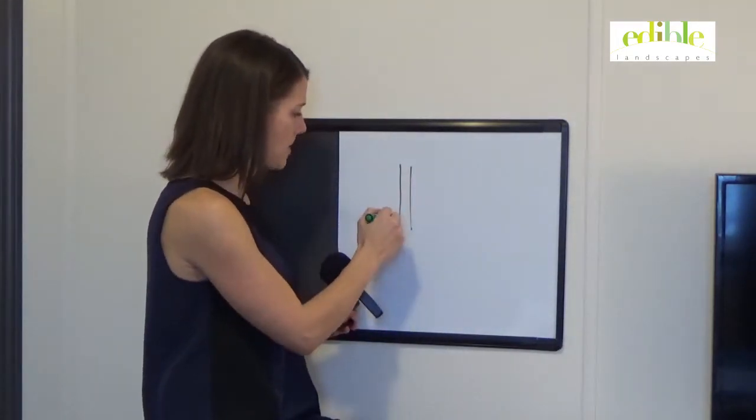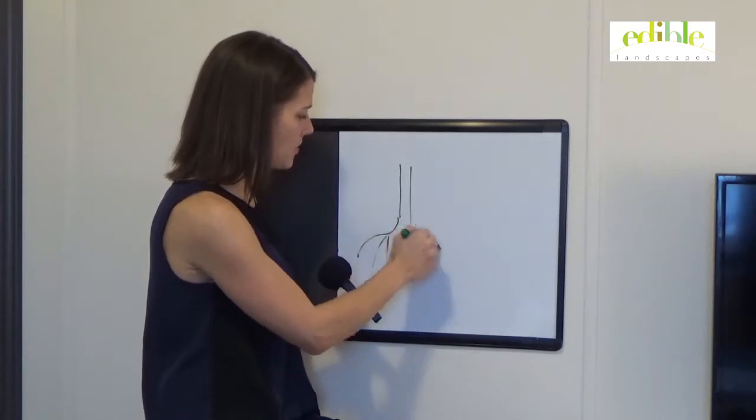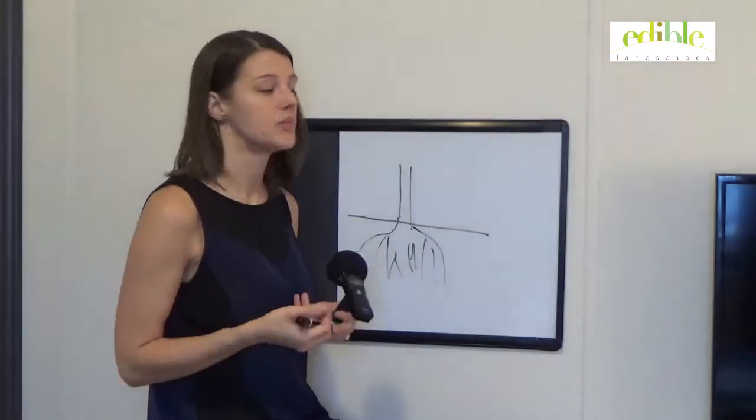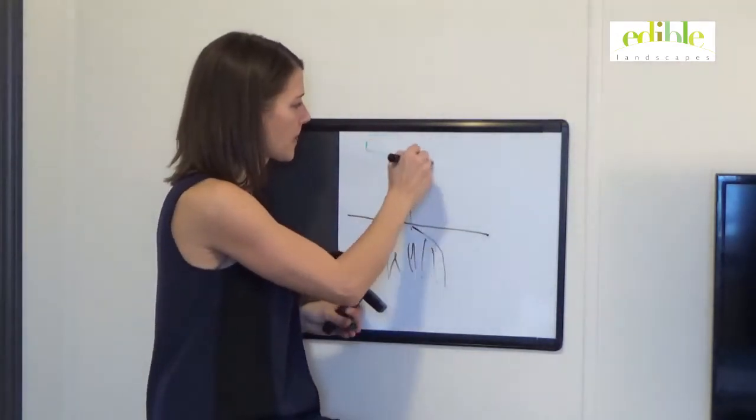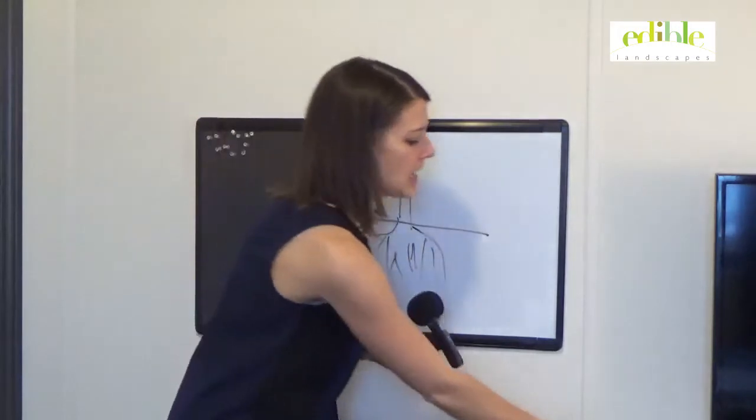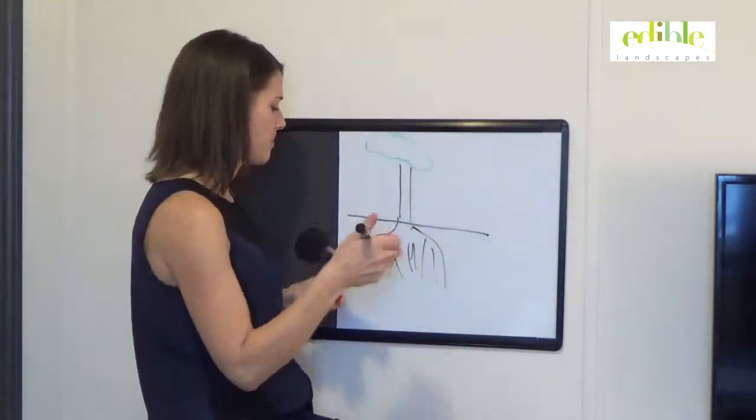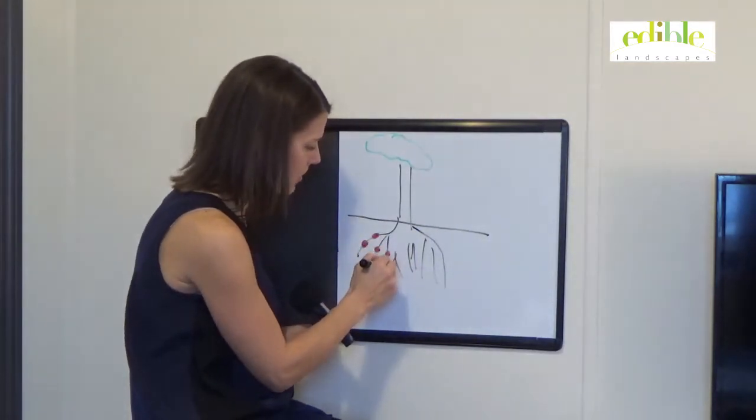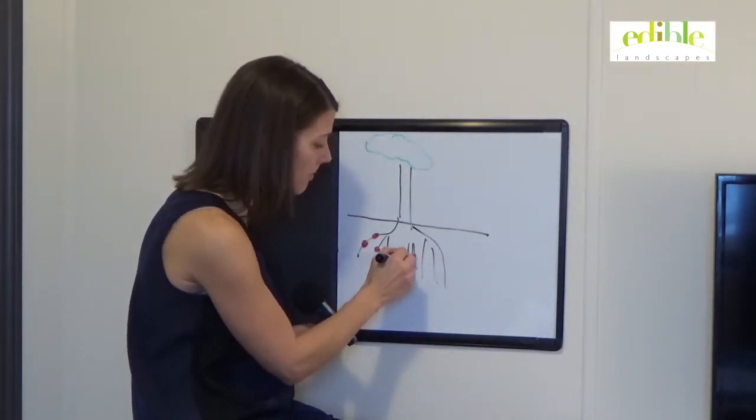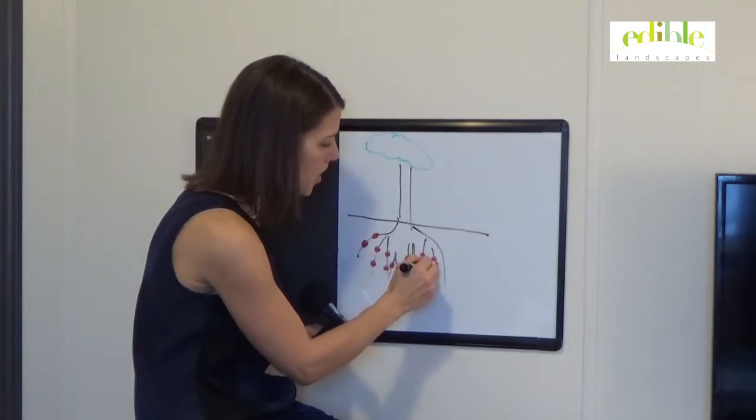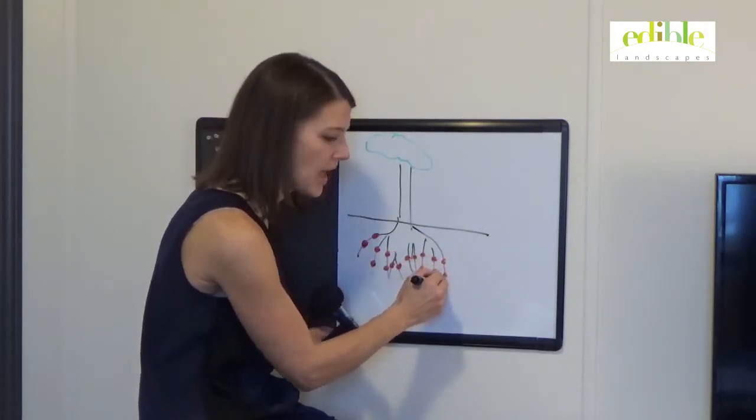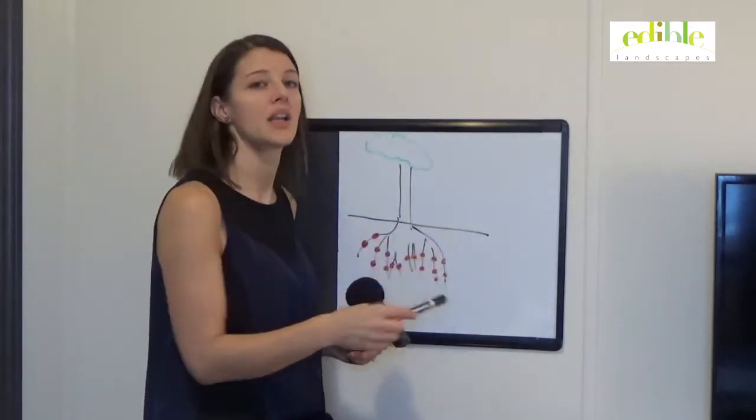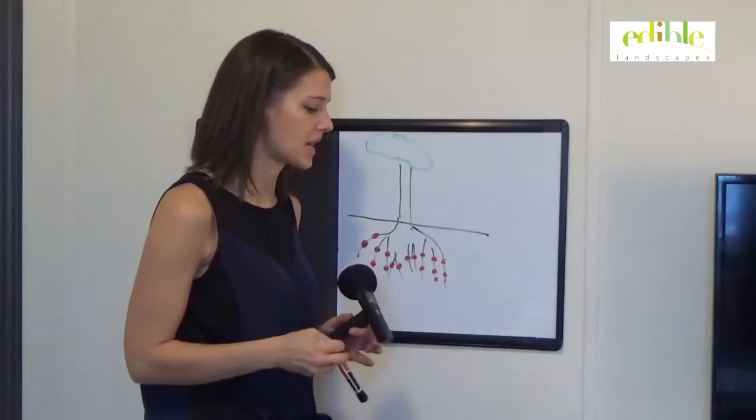So when we have a tree and we have the root system, and this would be a legume type of tree, it has nodes of bacteria on its root system. And with the legumes, this is rhizobium bacteria, and there are some other species of tree that also have these, and some non-legume plants that also have this similar kind of association happening with bacteria.